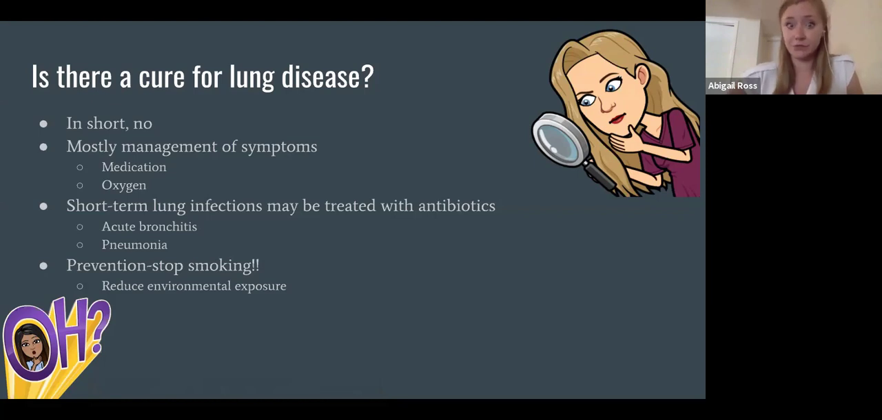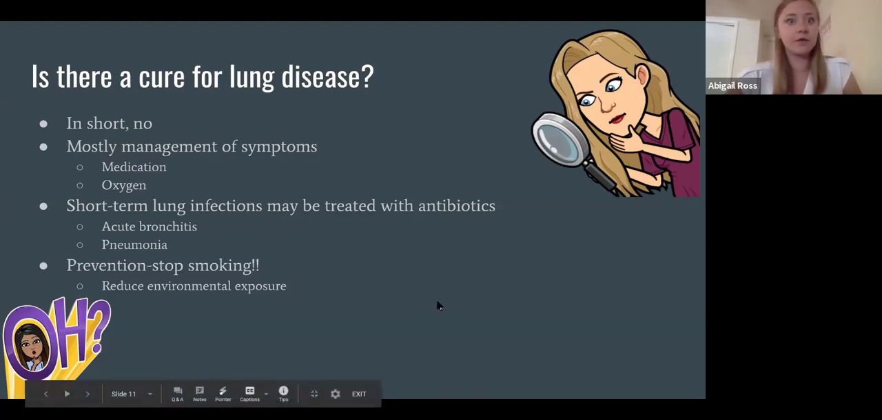The biggest thing you can do to prevent lung disease is to stop smoking. And if you don't smoke, then reduce your environmental exposure to those pollutants that we talked about.